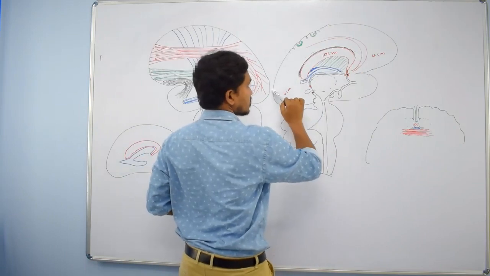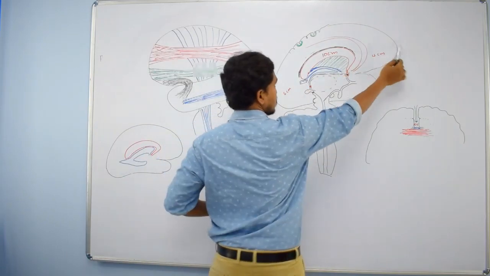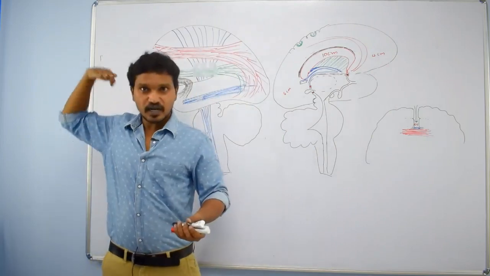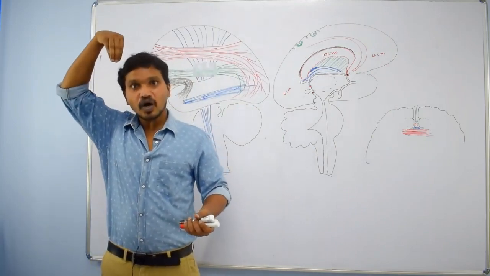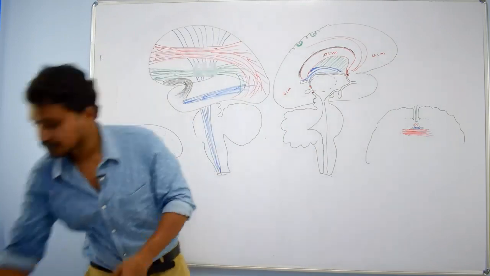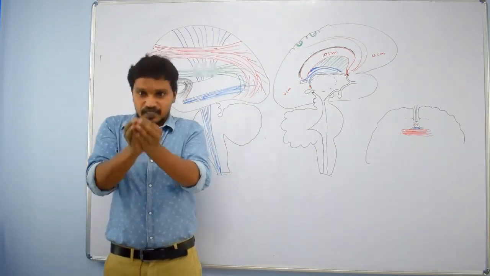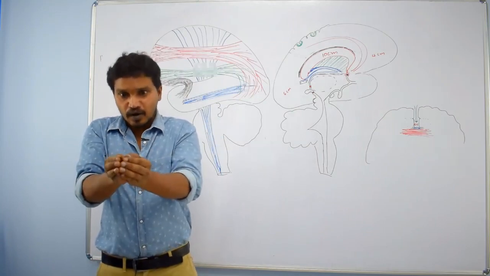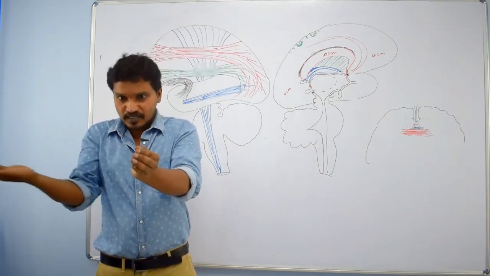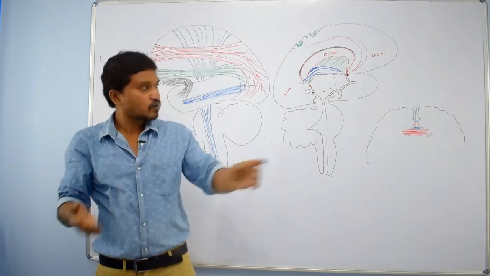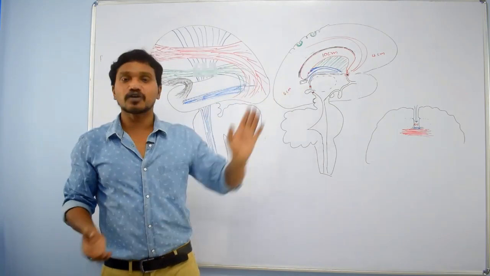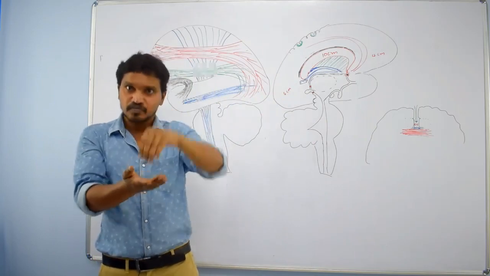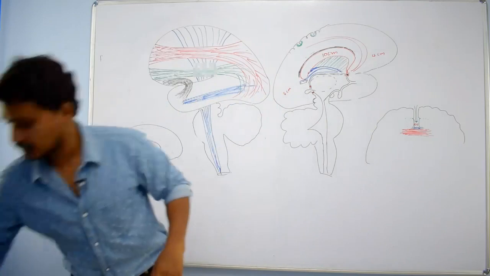That means I am taking the horizontal section like this and I am seeing from above. So, how does it look? I can see both cerebral hemispheres. Just imagine these are both cerebral hemispheres. I am taking a horizontal section at the level of splenium and genu of corpus callosum. If I take the section like this and see from above, how does it look?